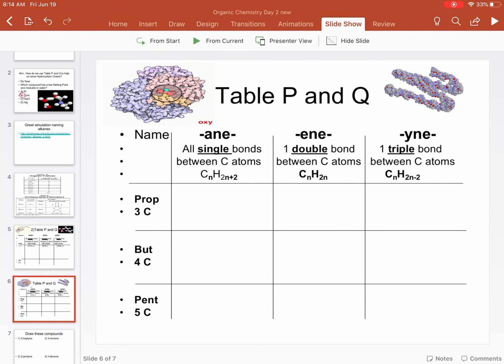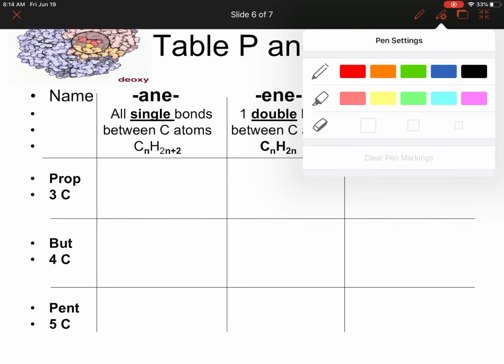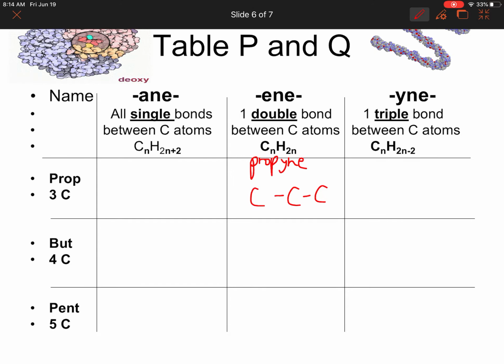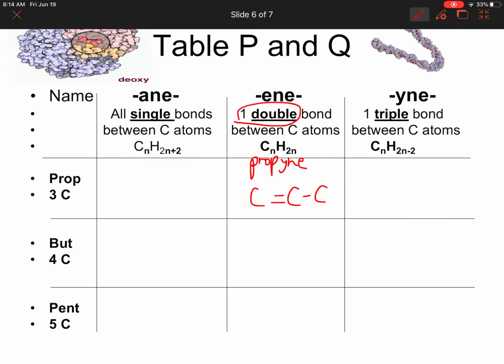Alright, so here we go. Propene. Let's try propene. Well, this says there's 1 double bond. So I could put it on the left or the right. So I'll put it over here. There's only 1, and the rest is single.